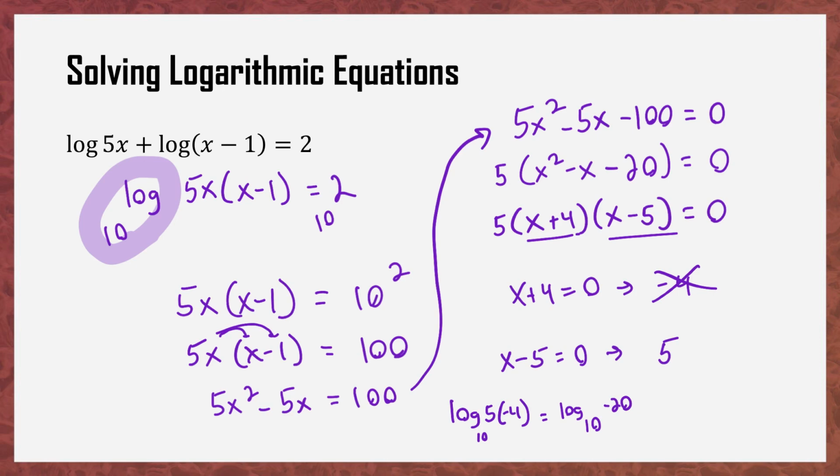It will be the log of 25, which has a decimal. And it will be the log of 5 minus 1, which is 4. The log of 4 has a decimal answer. Add them together, they equal 2. Totally fine.